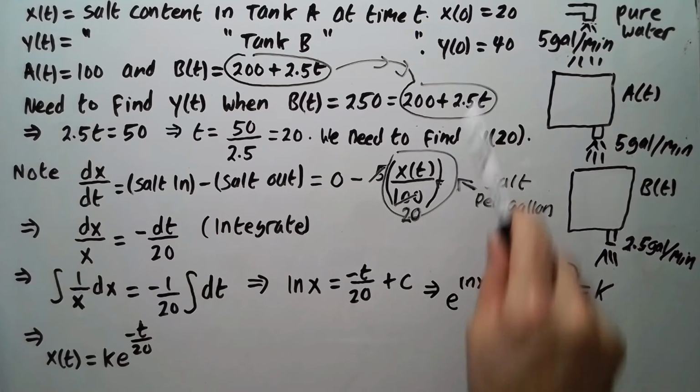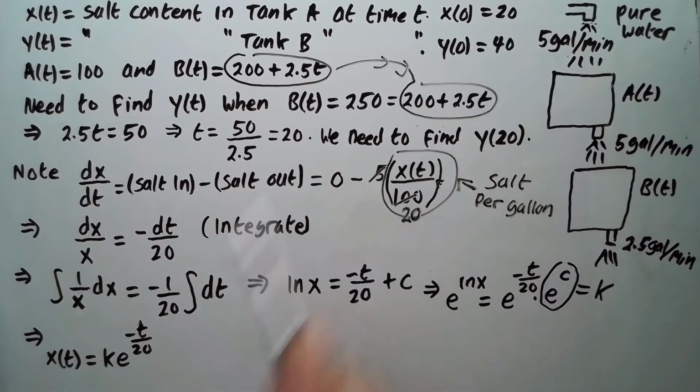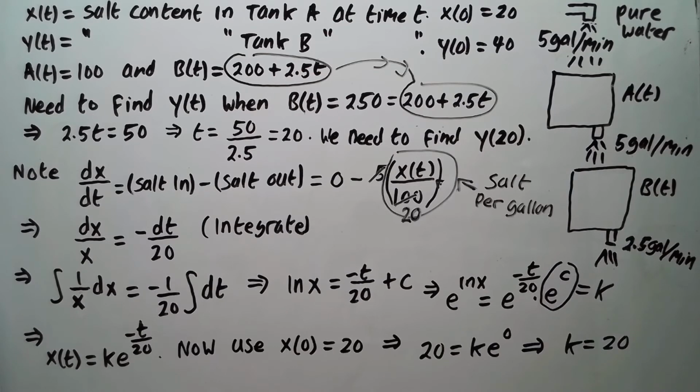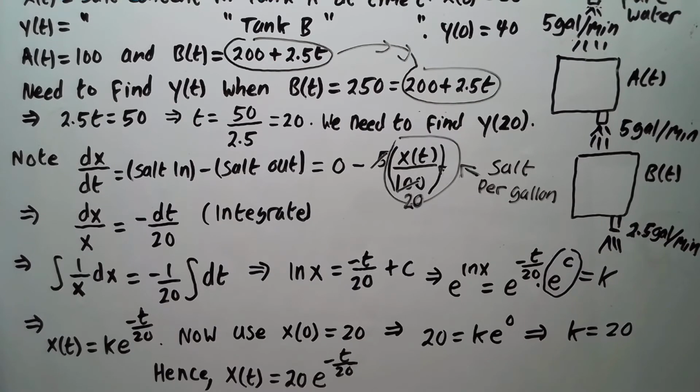Now we're going to use our condition up here that x of 0 is 20 to find our k value. We put 20 in place of x of t and 0 in place of t. We'll have e to the 0 here. Looks like k is 20 then. So our answer is x of t equals 20 e to the minus t over 20. Okay, so we have our x of t here. I'm out of space, so let me erase a few things and we'll keep going.